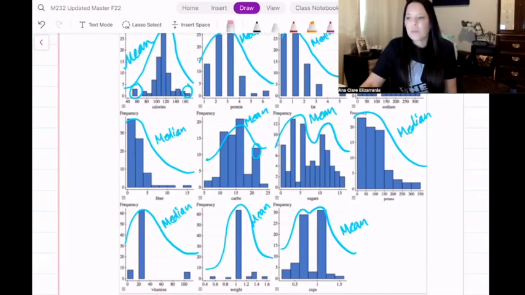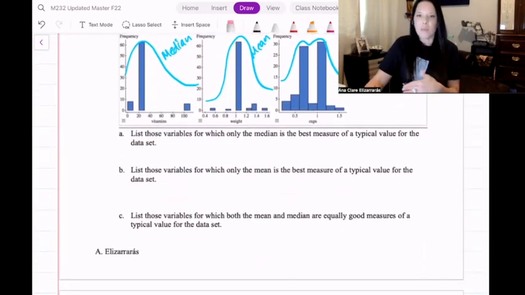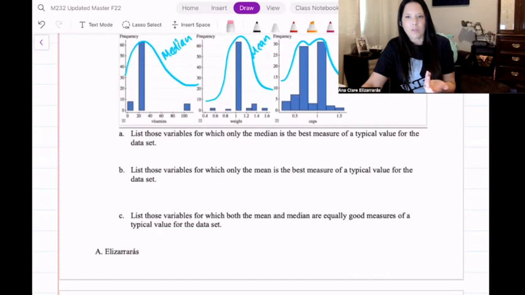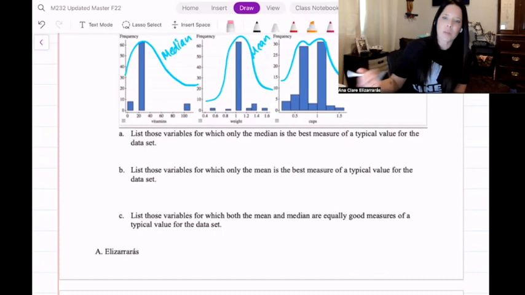Now, the next question, part C, says, which ones are the mean and the median both equally good? Anytime you use the mean, you can really use the median because they should be equal in a symmetric distribution. So for those that we said the mean on, which was calories, carbs, sugars, weight, and cups, we could also use the median.